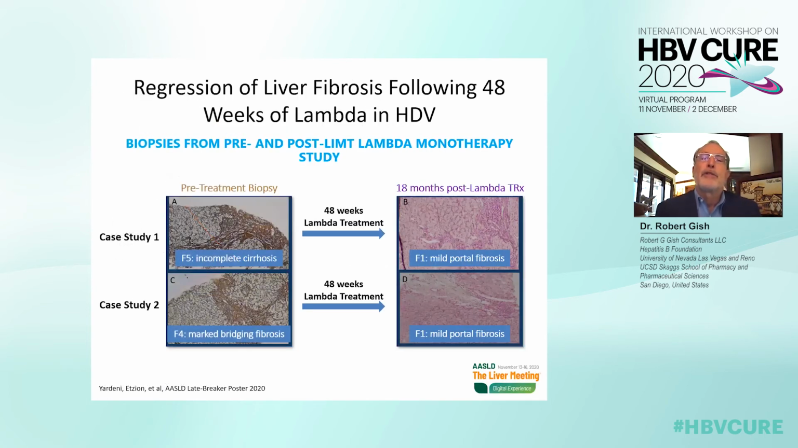Regression of liver fibrosis following 48 weeks of lambda in delta is highlighted here. These are 2 case studies, with pre-treatment biopsy F5 moving to an F1, and case 2, F4 with bridging fibrosis, moving to mild portal fibrosis F1 after 48 weeks of lambda interferon treatment. This was presented at the AASLD late breaker poster.